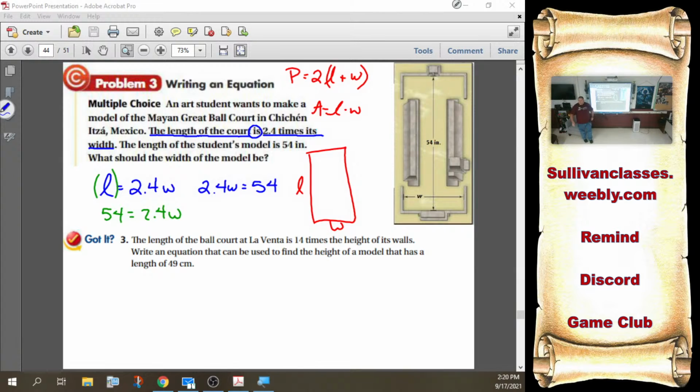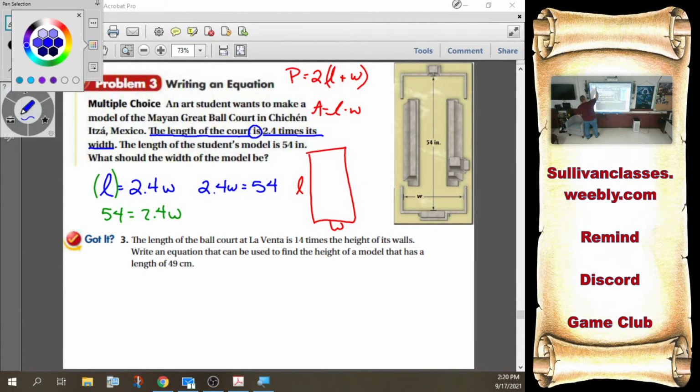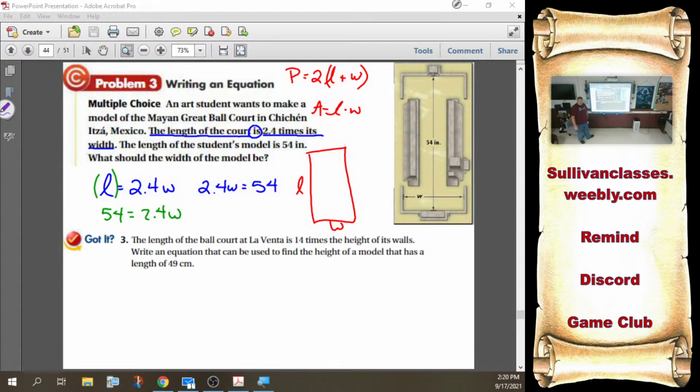It's cool either way. It was called inverse operations. We're kind of jumping the gun here. But if that 2.4 is hugged up on W, what are they doing? Multiplying. Whenever you've got something smashed up on a variable, they're multiplying. So to undo it, you divide. Everyone got that calculator handy? That's what I did. It's 22.5.